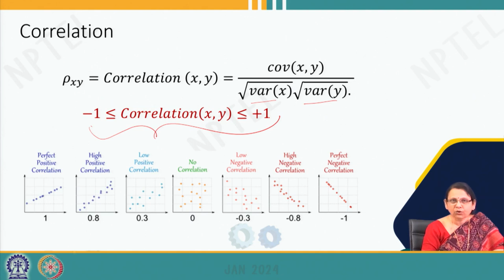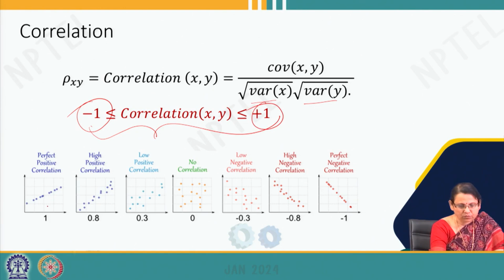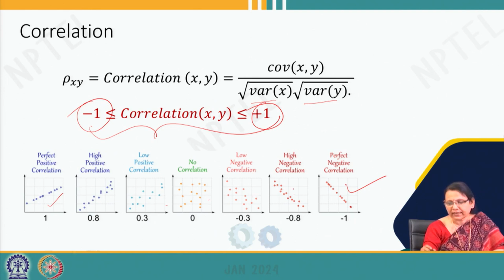Looking at how far it is from 0, you can say how strongly they are correlated. Zero means uncorrelated. This shows perfect positive correlation, this is a perfect negative correlation, and these are the values where the correlation is highly positive, low positive, none, low negative and high negative. So, with this we end today's lecture.